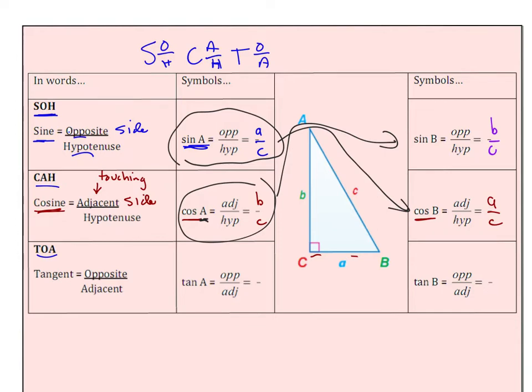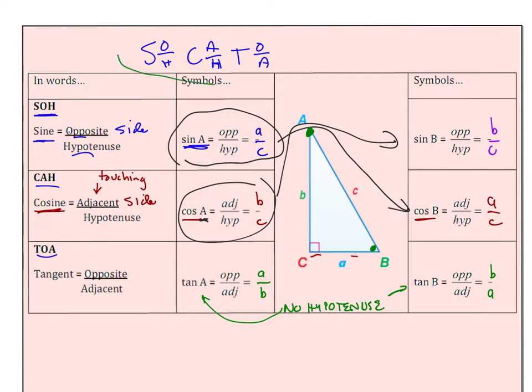And the final one, tangent. Tangent plays by its own rules. Tangent does not have a hypotenuse involved. So you just strictly go opposite over adjacent. So that's just going to be A over B. So the tangent of B is just that flipped over, so it's just going to be B over A. Okay, so no hypotenuse involved with tangent.